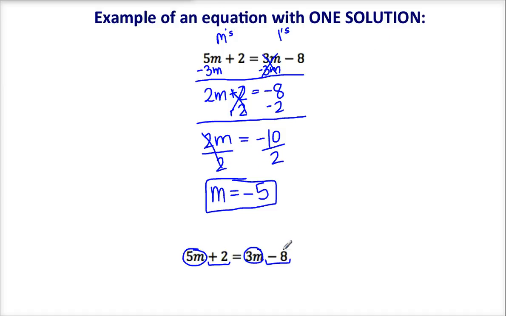So you'll be able to identify that it has one, and then you'll know that you need to solve and figure out what that one solution is. Okay, since you're pretty good with equations with one solution, that's all I'm going to do for this video. So go ahead and move on to your assignment and see how you do.